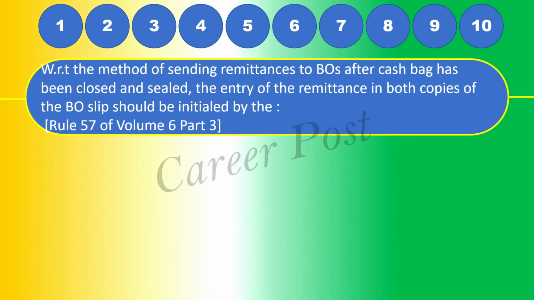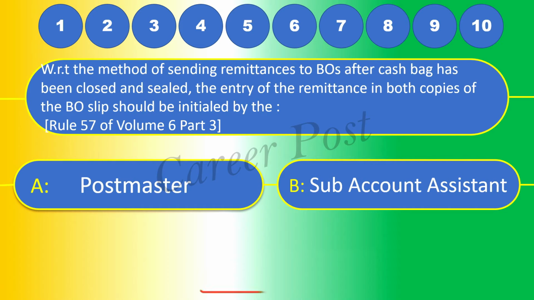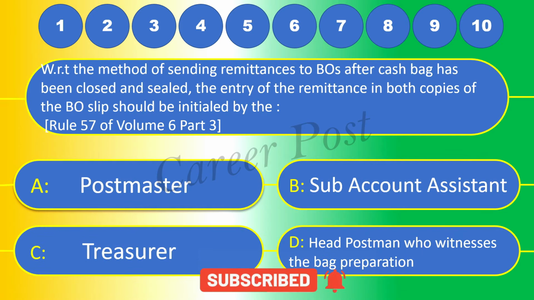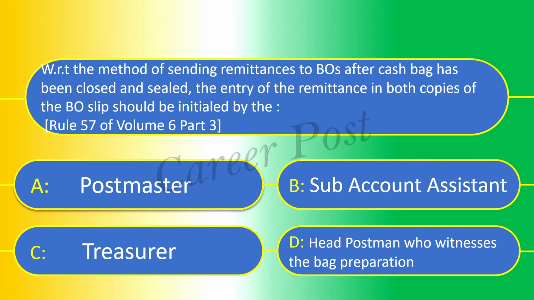Next question. With reference to the method of sending remittances to BOs after cash bag has been closed and sealed, the entry of remittances in both copies of BO slip should be initialed by A, Postmaster, B, Sub-account assistant, C, Treasurer, D, Head postman who witnesses the bag preparation. Rule 57 of Volume 6 Part 3. Your time starts now. Who will have to initial both copies of the BO slips for the amount? The answer is treasurer. We have already seen it, but it is a different way of asking the question.